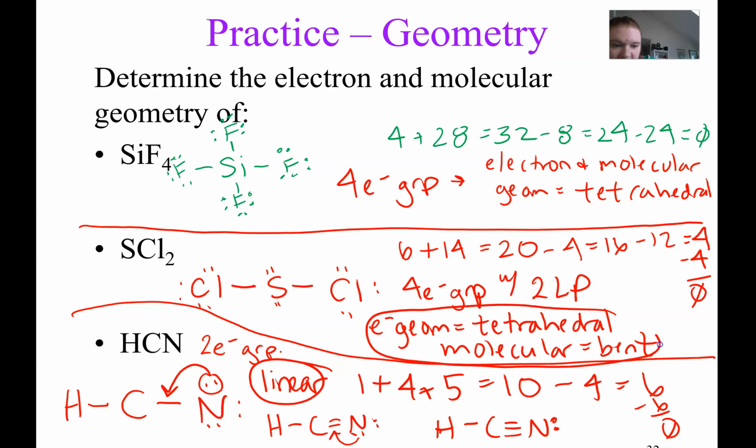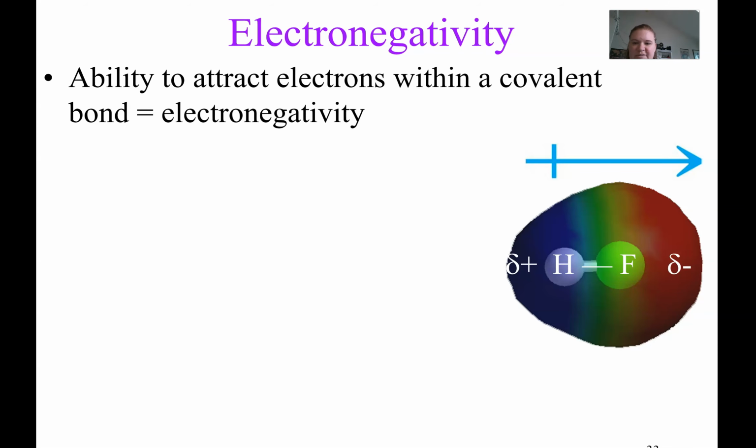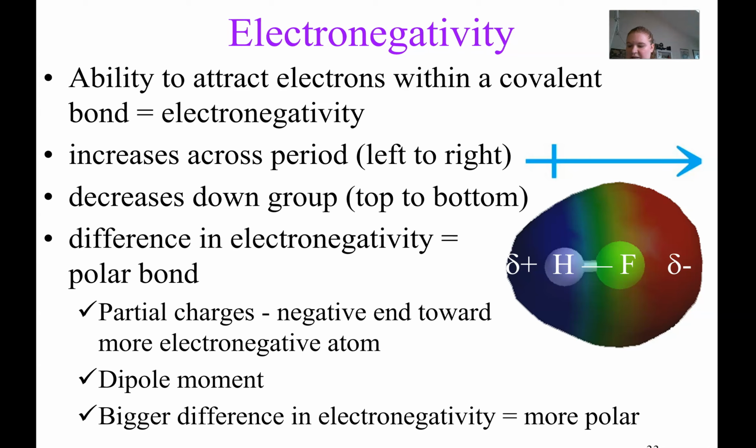So practice drawing those Lewis structures, and that will get you to the right number of electron groups, which will then get you to your geometries. All right, last topic in this chapter is to discuss polarity. Now, to get to a discussion about polarity, we have to talk about electronegativity. And electronegativity is the ability to attract electrons specifically within a covalent bond.